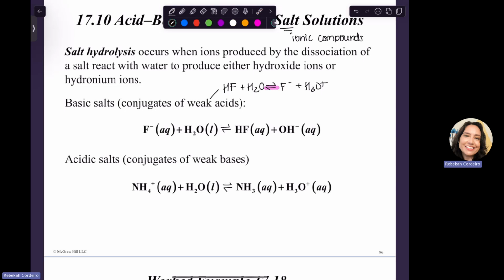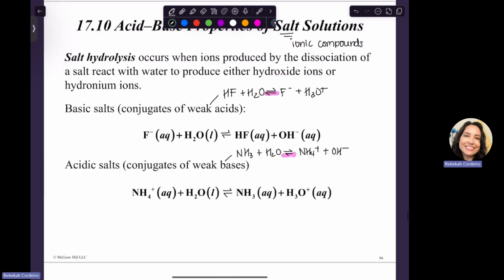If you have conjugates of weak bases, so for example, if I have ammonia and water, I make ammonium and hydroxide. But look, the ammonium gets to go in reverse. So it gets to act as an acid. So let it act as an acid. What does it make? It is an acidic salt because if we have ammonium chloride, for example, then the ammonium would act as an acid. So that salt in water would be acidic. So not all ionic compounds in water are going to be neutral. Some of them will.